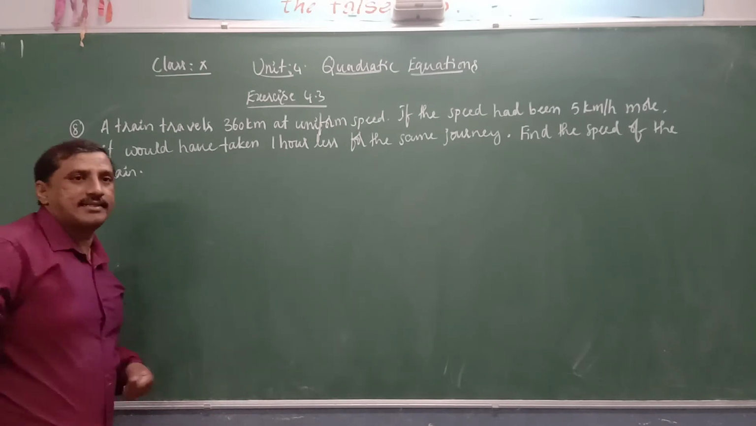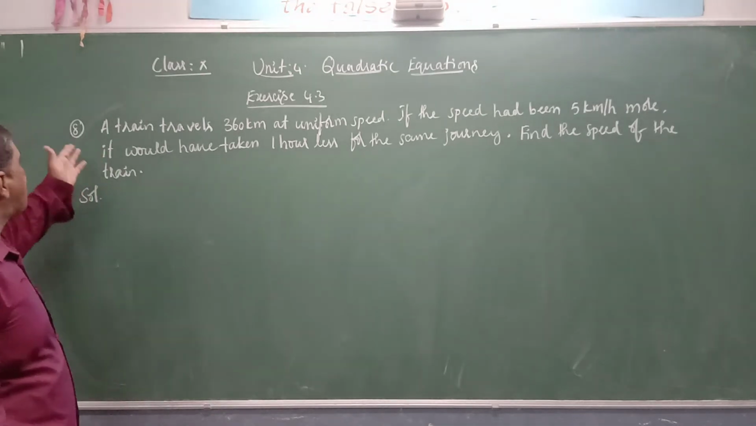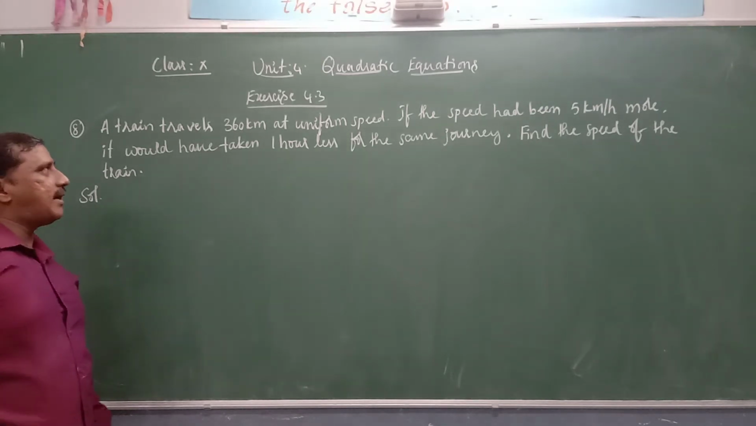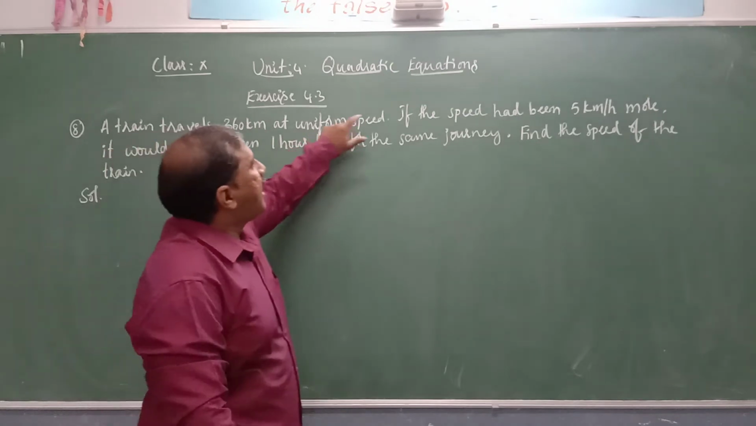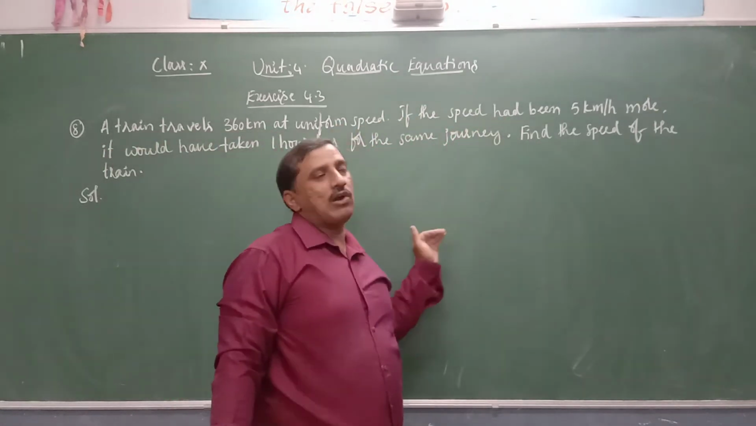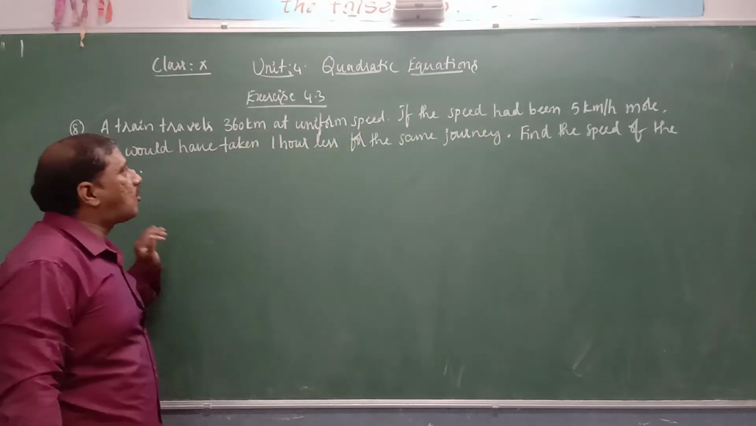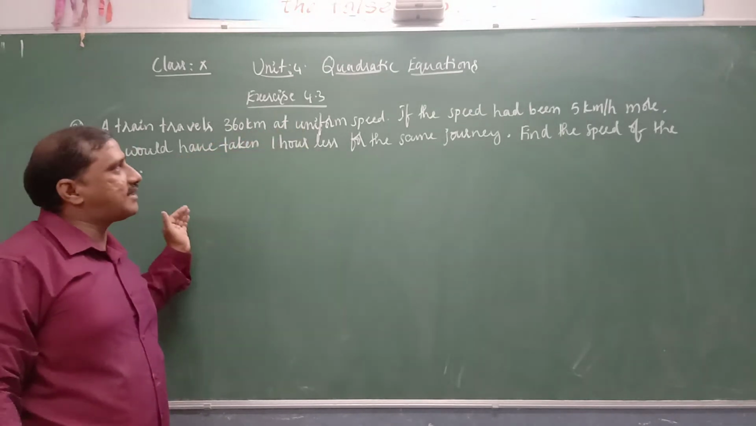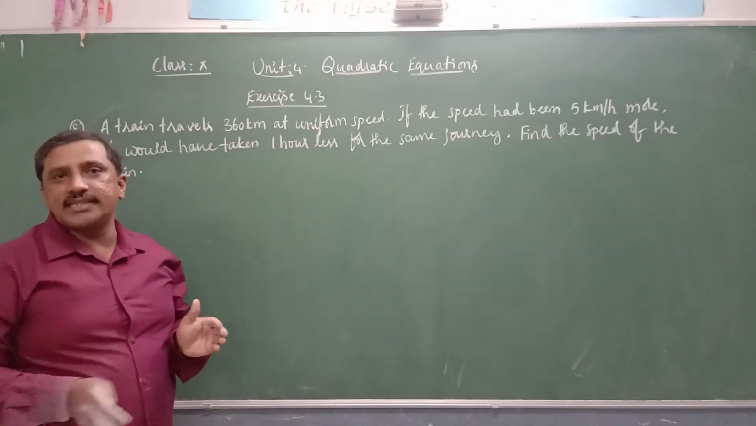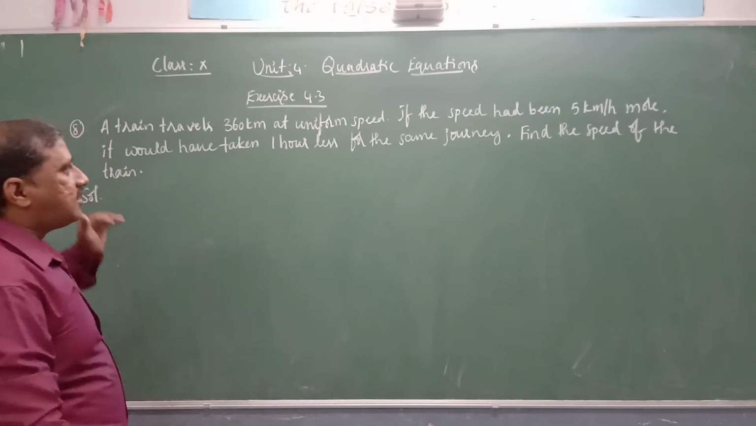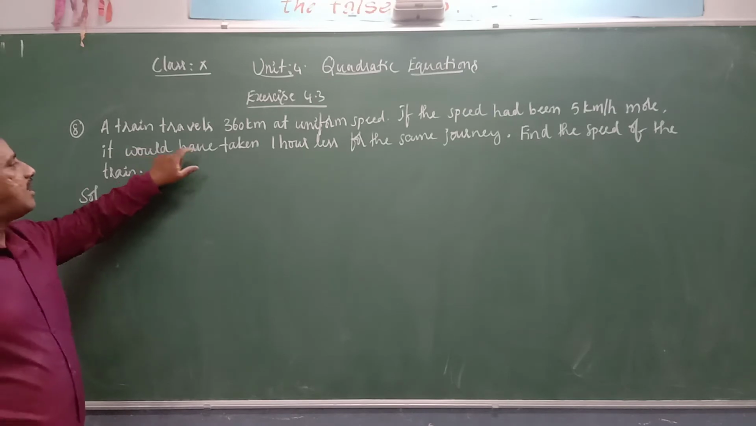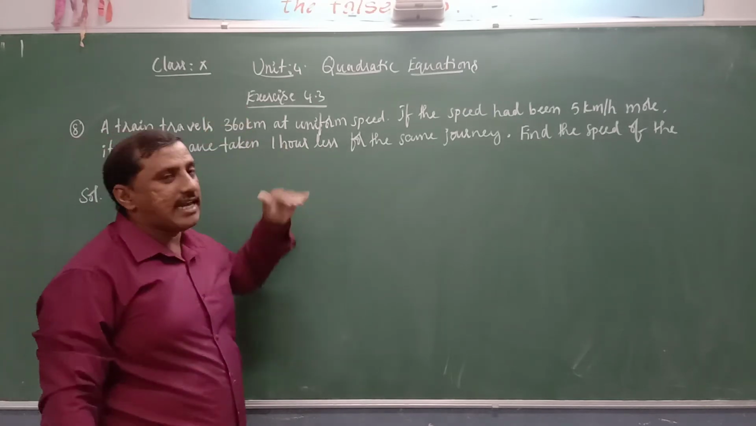Now we will discuss exercise number 4.3, 8th question. A train travels 360 kilometers at uniform speed. If the speed had been 5 km per hour more, it would have taken 1 hour less for the same journey. What do you mean by uniform speed? Moving with constant speed, that is, it covers equal distances in equal time intervals. That speed is known as uniform speed.